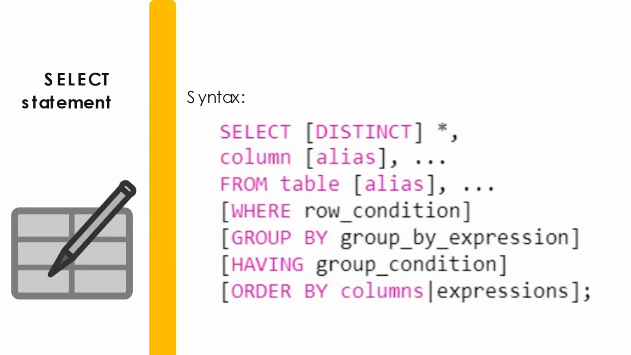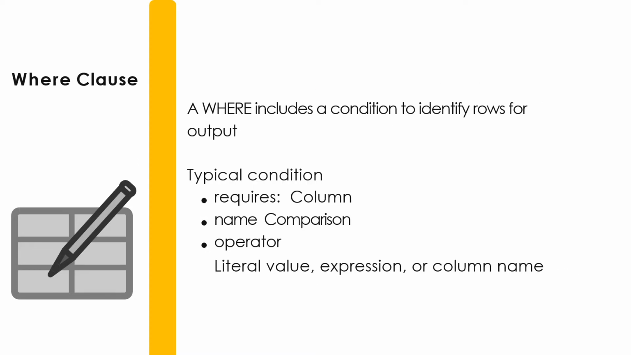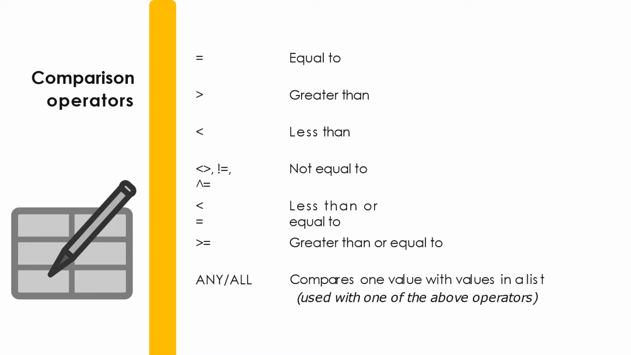Let us discuss the select statement in more detail. To retrieve all information from a table, we use the asterisk. To identify rows for output, we can include a where clause. A typical condition in the where clause requires a column name, a comparison operator, and a literal value, expression, or column name. The following is a list of all the comparison operators that we can use.